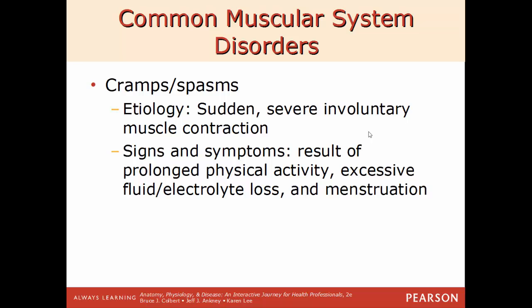Cramps, spasms. Etiology: a very sudden, very severe involuntary muscle contraction. It could be a result of prolonged physical activity. It could be due to high electrolyte loss or excessive fluid loss. Also, menstruation can cause cramps.